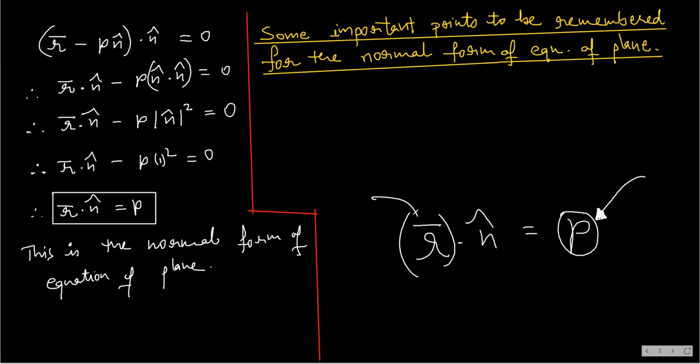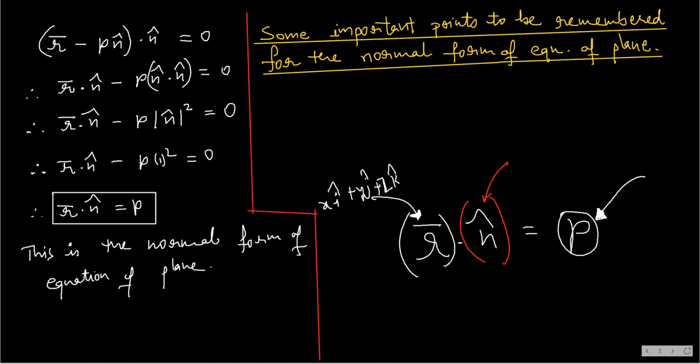This is the position vector of a variable point on the plane, that is x i cap plus y j cap plus z k cap. You know this? Yes. r bar is always going to be x i cap plus y j cap plus z k cap. What is this? It is the unit vector perpendicular to the plane. It is a vector perpendicular to the plane.